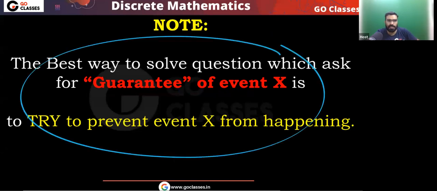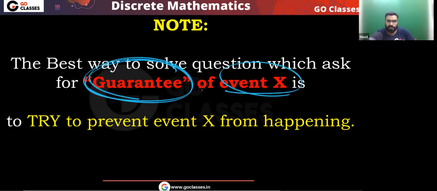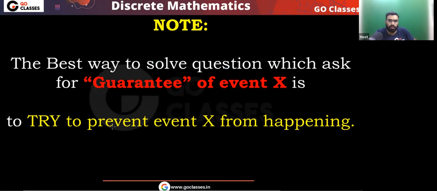Read this. This is a guideline, and we are going to use this guideline many times. If I give you a guarantee that something will definitely happen, then what can you do to solve this type of question? The best way to solve questions which ask for a guarantee of some event is to try to prevent this event from happening. Is this point clear? Very simple.